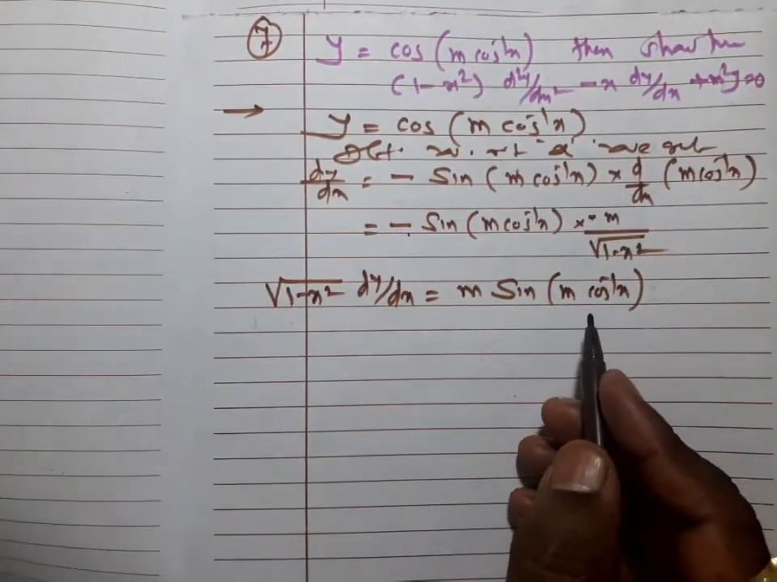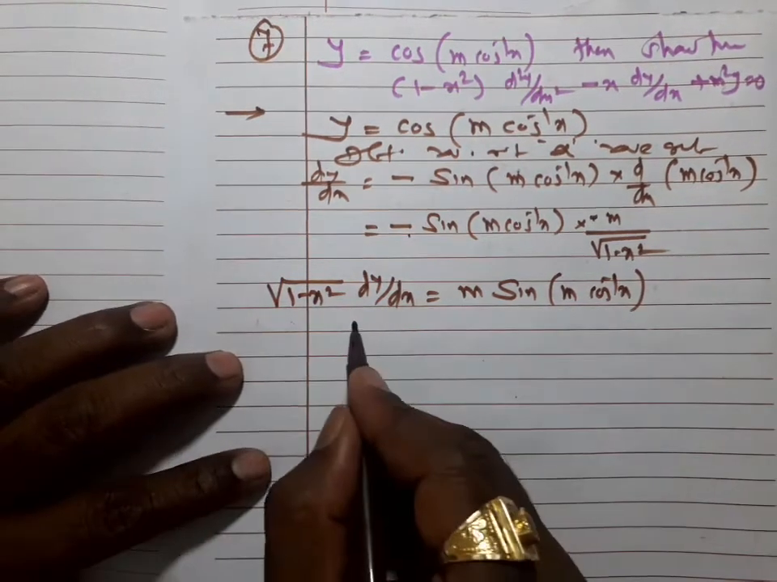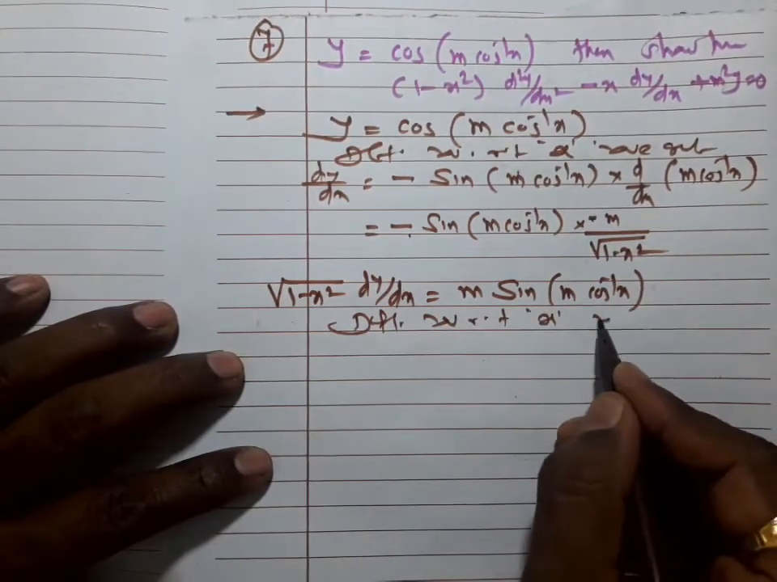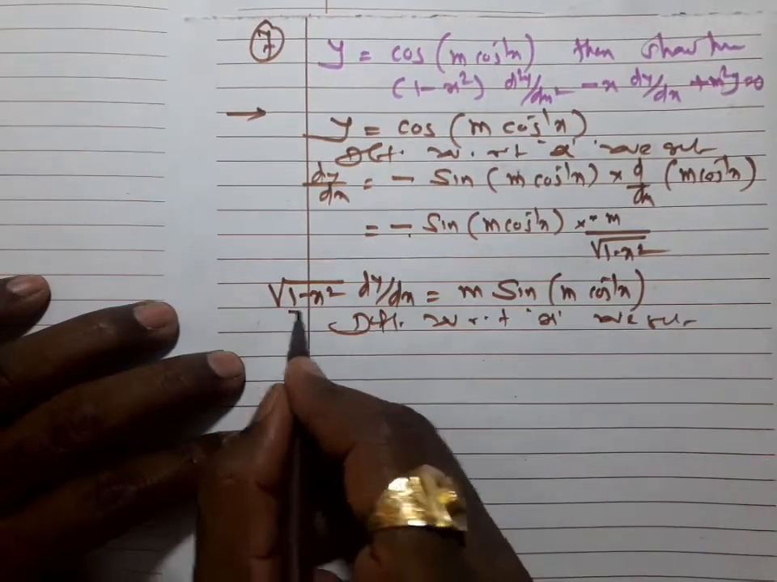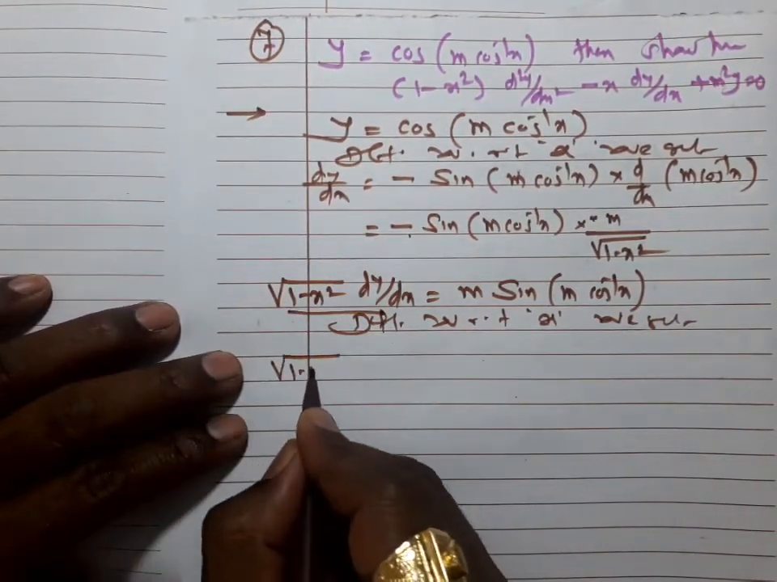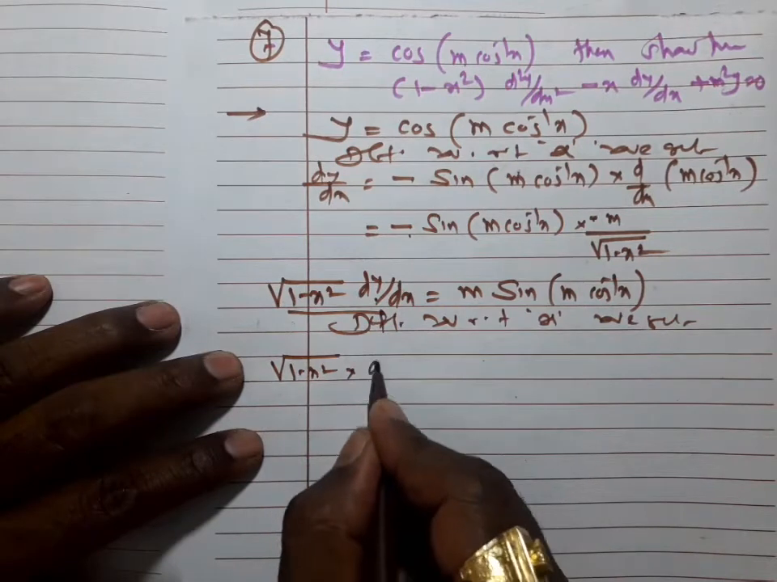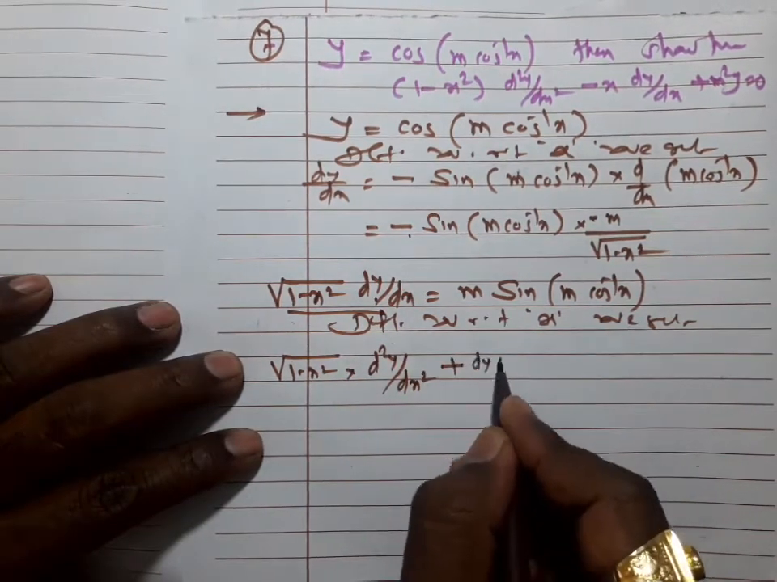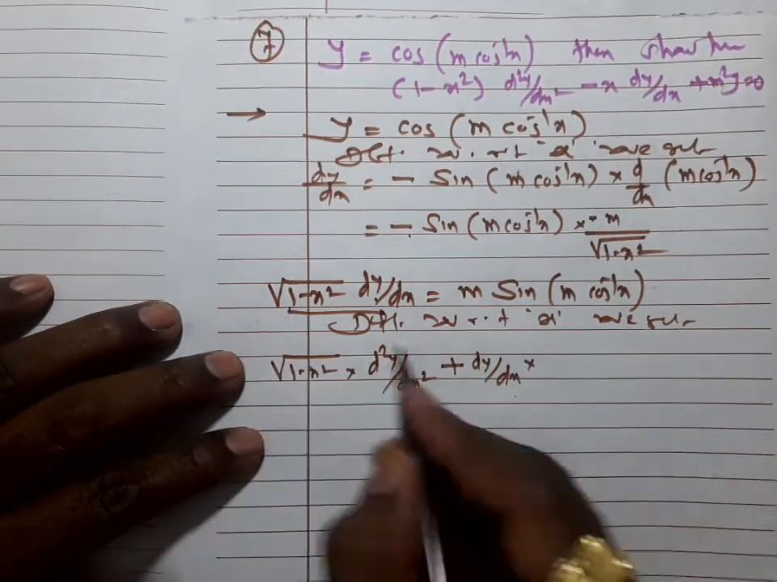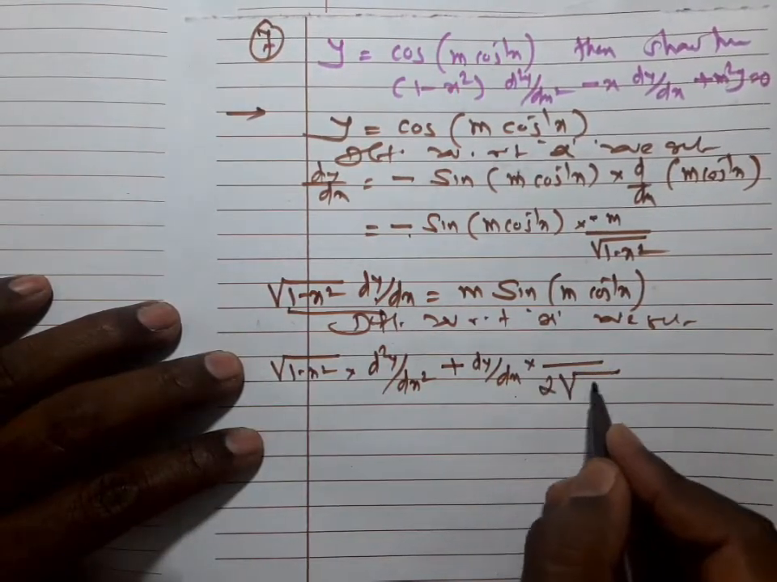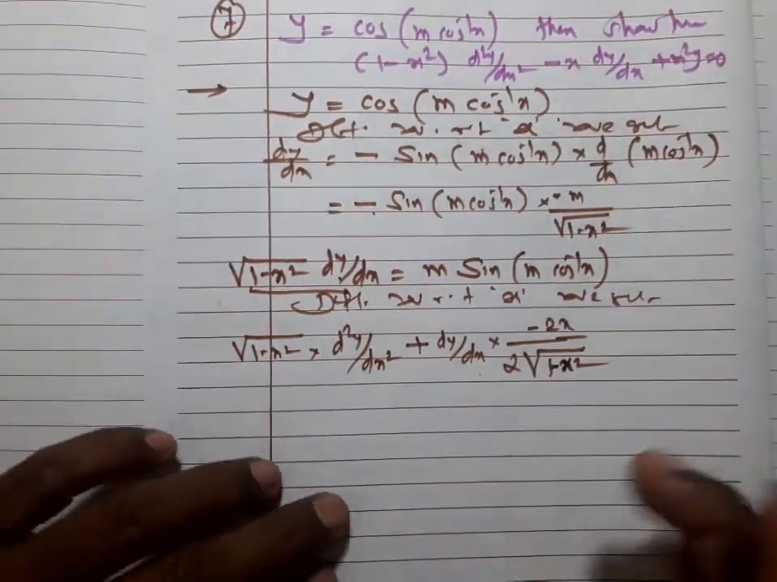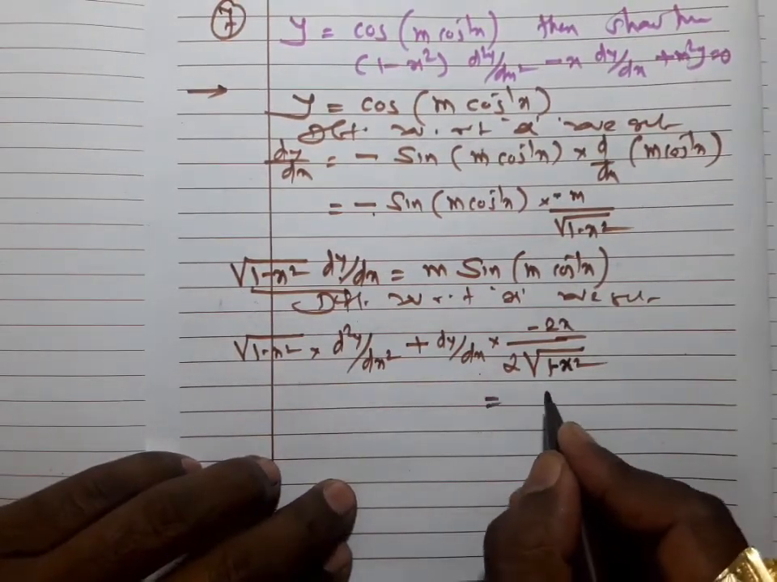Again, there are two methods. Either you can square, or differentiate with respect to x, we get. Here is the product rule. 1 minus x square as it is, derivative of dy by dx is d2y by dx square, plus dy by dx as it is. Derivative of this is 1 upon 2 root 1 minus x square, and derivative of 1 minus x square is minus 2x, is equal to m.